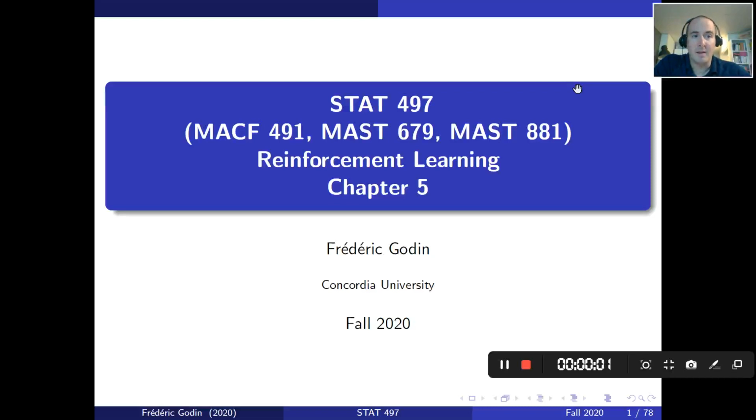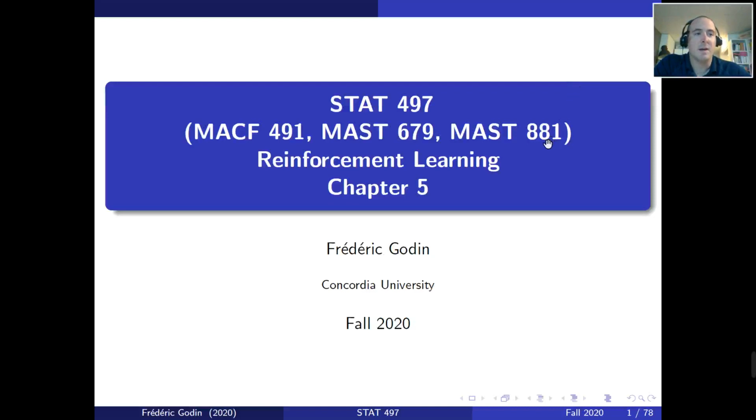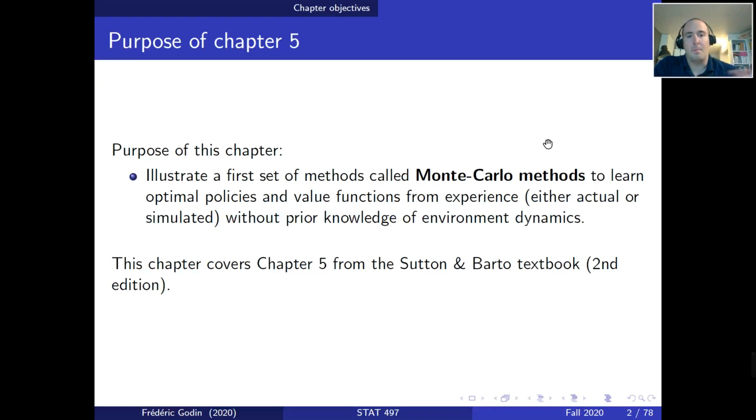Hello everybody, this is the first video associated with chapter 5 of the course. The purpose of this chapter is to illustrate a set of methods called Monte Carlo methods to learn either the optimal policy of a Markov decision problem or the associated value function.